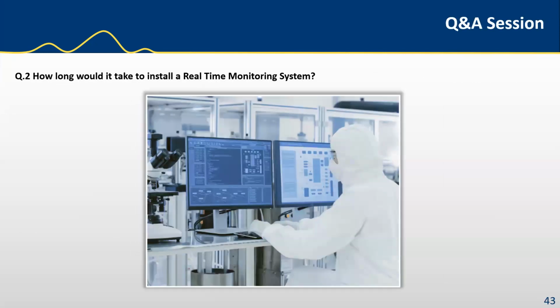Question number 2, how long would it take to install a real-time monitoring system? So, good question. I would make allowances for such a project to take about 3 to 9 months, or it could even be longer, depending on the number of sample locations and the size of the facility. So the stages of implementation consist of identifying the needs and the locations, type of sensors, type of networking, the system design, and the managing of the project off-site and on-site. So there are many steps involved in installing the real-time monitoring system.